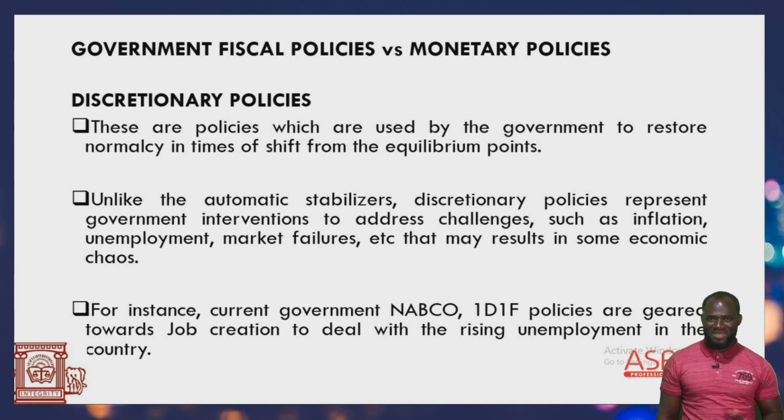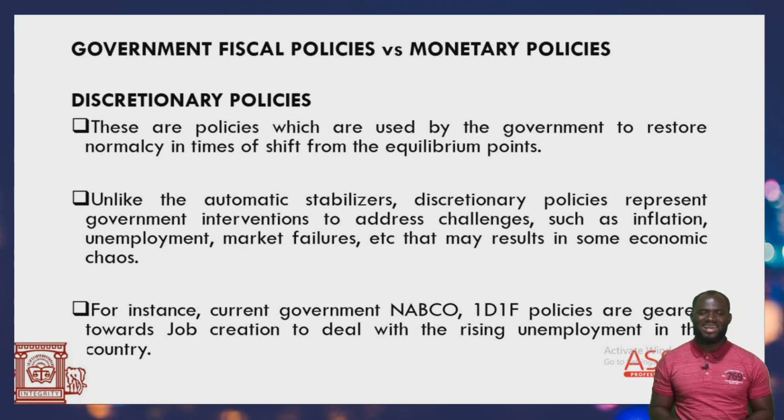So every time the government comes in to correct the imbalance in the economy, we are saying that the government is using discretionary policies. Other than that, the government is using what is called automatic stabilization policies. Right.